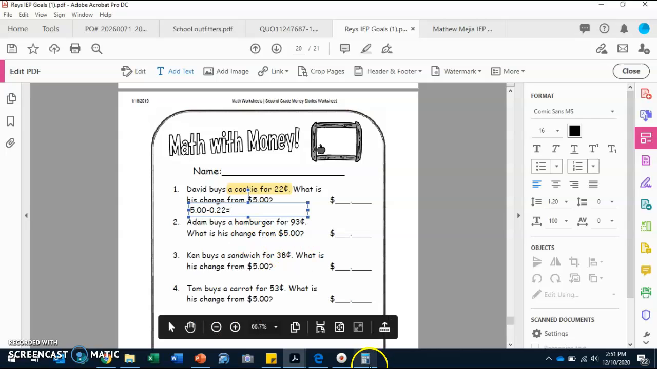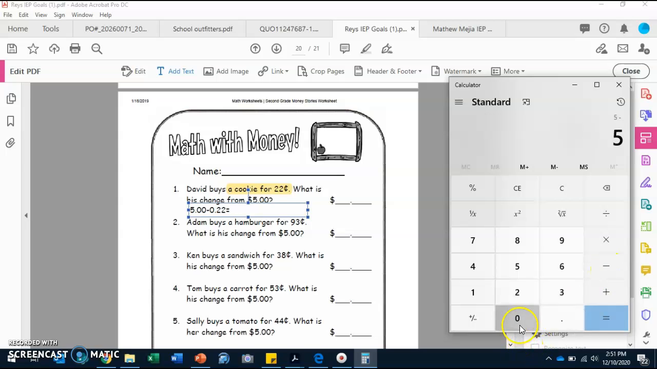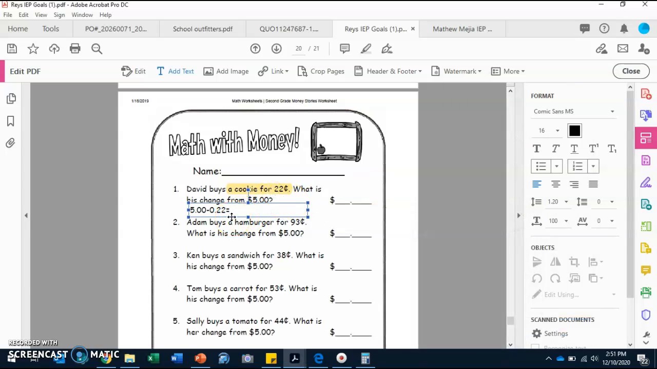equals. So now we're going to get the calculator and put 5 minus 0.22 equals $4.78. So that is what we're going to write here: $4.78. So what was his change? Good job. $4.78.